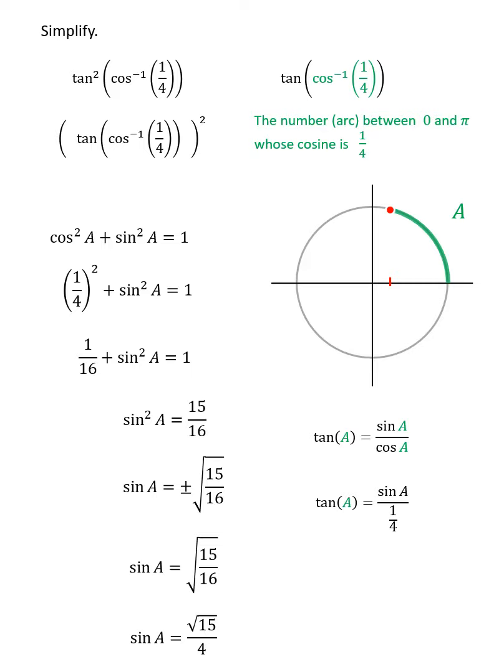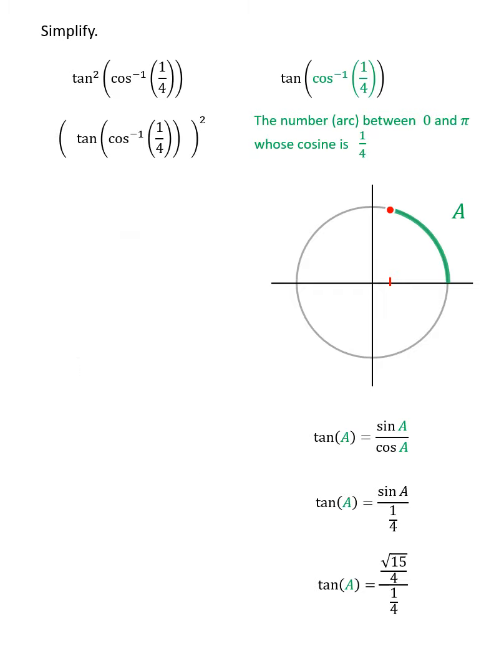It's worth noting that the sine is a positive number because A terminates in quadrant 1. But now that I know that the sine is radical 15/4, I can plug that into the equation on the right. And I'll do some basic arithmetic, which I didn't show here, to get that the tangent of A is radical 15. But remember, A is that arc, the inverse cosine of 1/4.